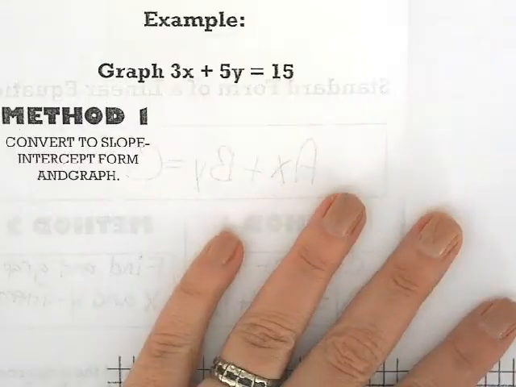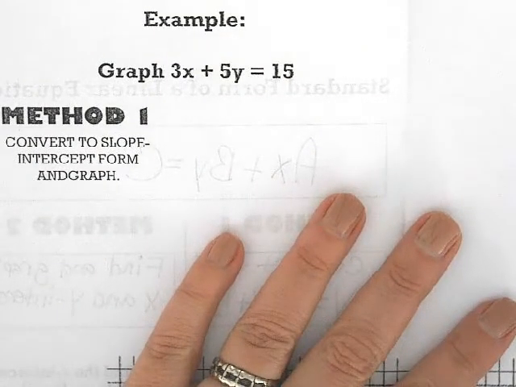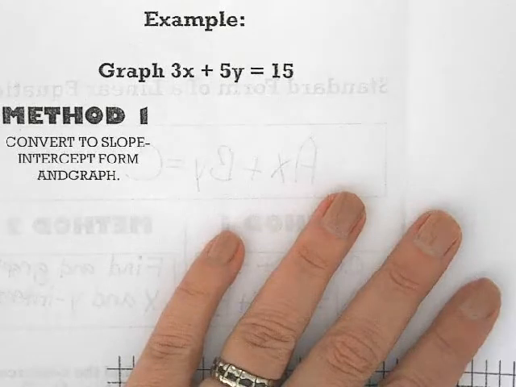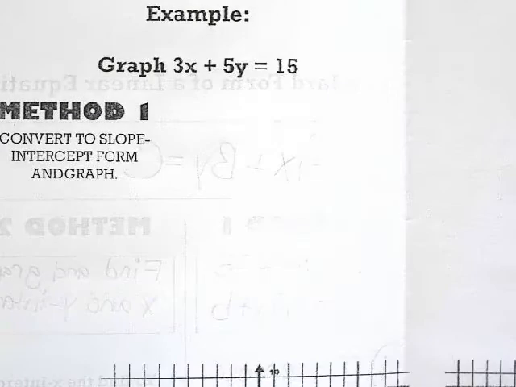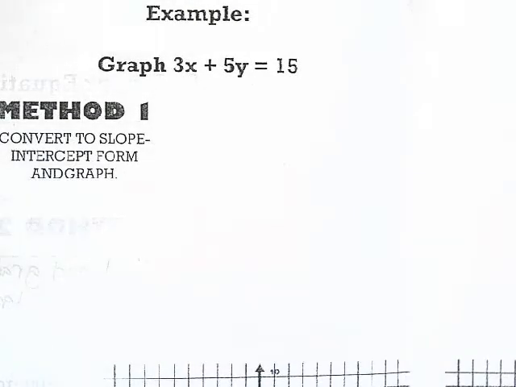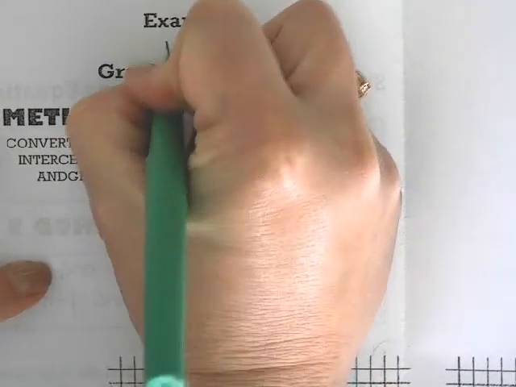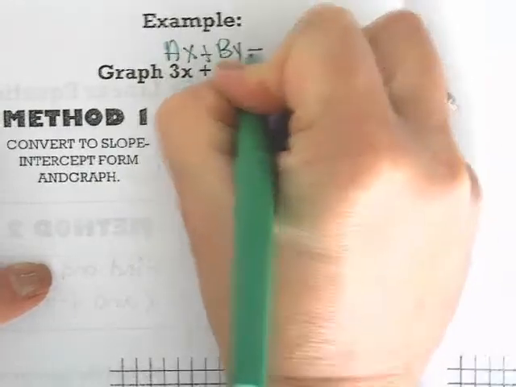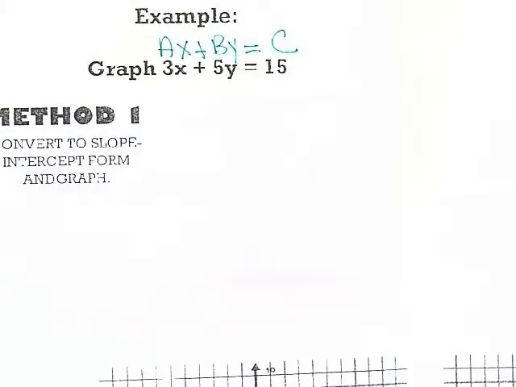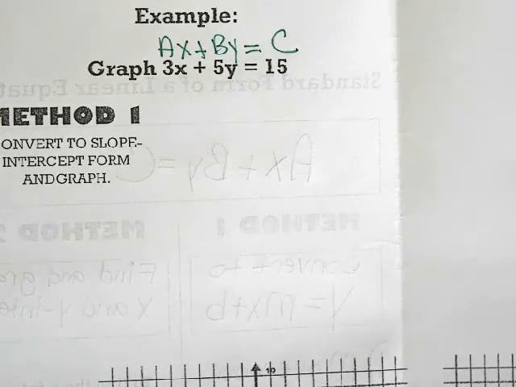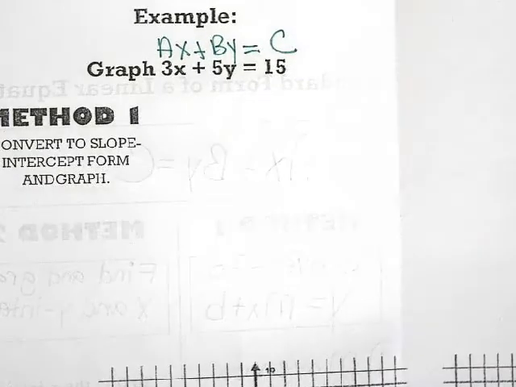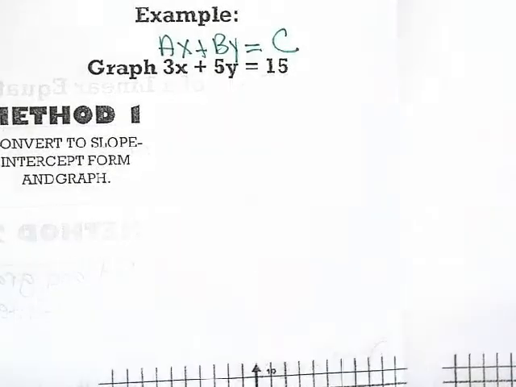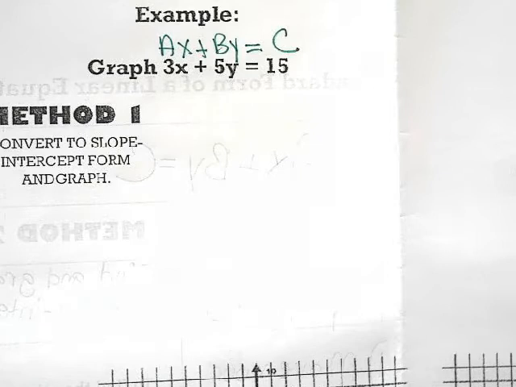So my example is 3x plus 5y equals 15. And I always like to label my equation just so I can know what my a, b, and c is. So this is ax plus by equals c. So I'm just labeling my equation just so I know that that is in standard form. Also in standard form, a, b, and c should be integers. If they are fractions, then you have to simplify it because it would not be in standard form.